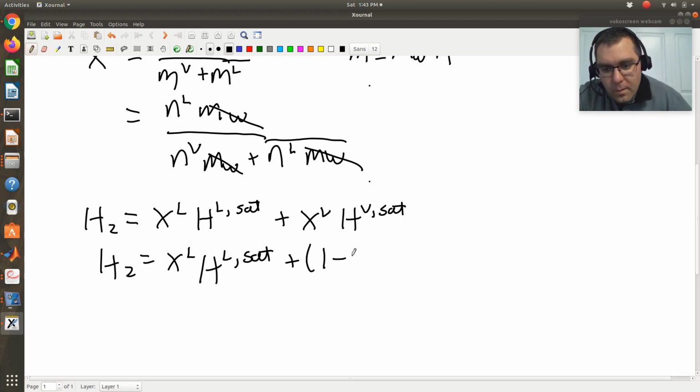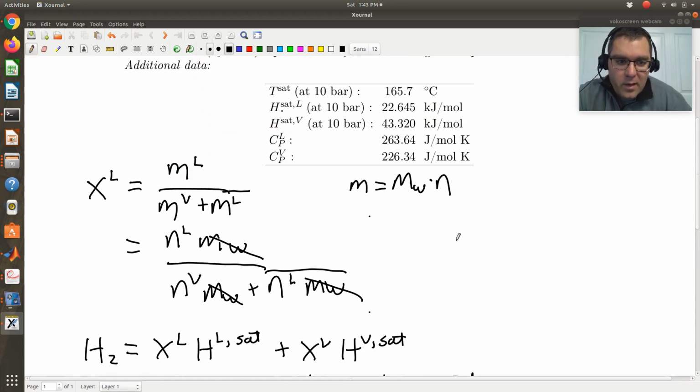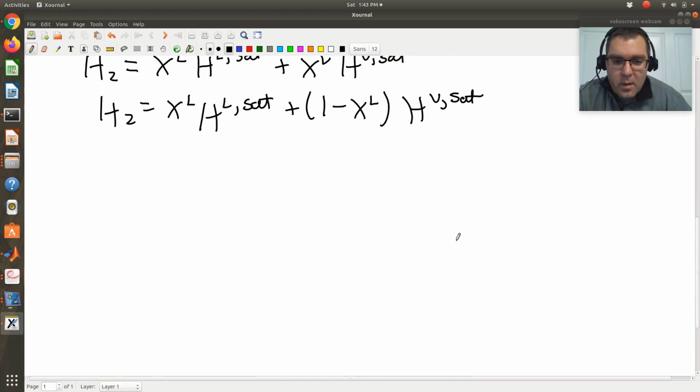1 minus XL times HV sat. And I have HL sat and I have HV sat, so I could go ahead and calculate that. So I'm going to assume I have a number. First, I'm going to go through the whole setup, and then we can calculate numbers. So once I have the enthalpy of my final system, I know that the enthalpy of my initial system is going to be equal to the enthalpy of my final system.